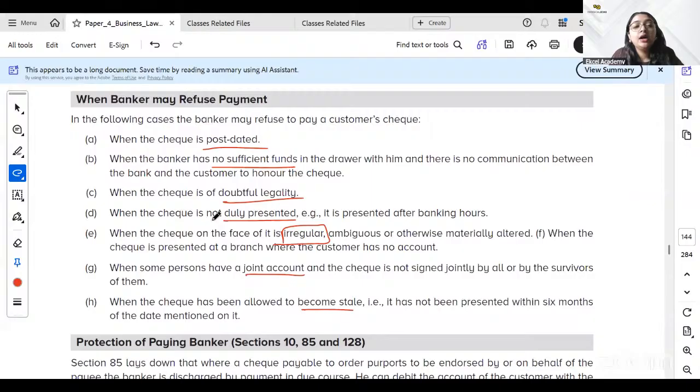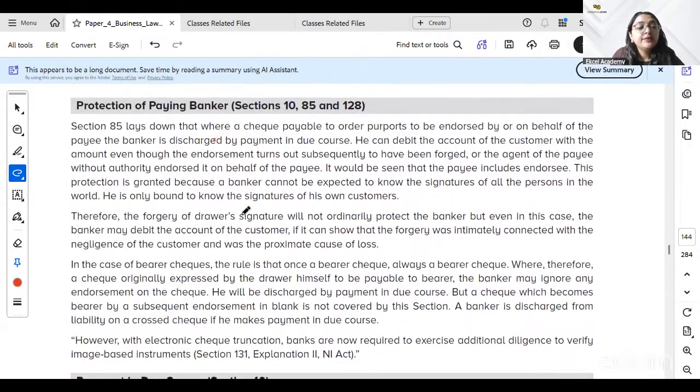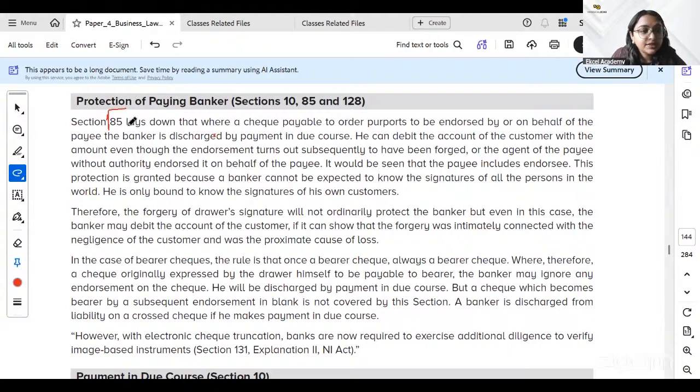Okay, so now we understood the protection of the paying banker, that of the collecting banker, and the concept of crossing. Let us just understand this from the module and quickly go through everything that we've covered so far. Okay, so when we speak about the protection of the paying banker, it is Section 85.